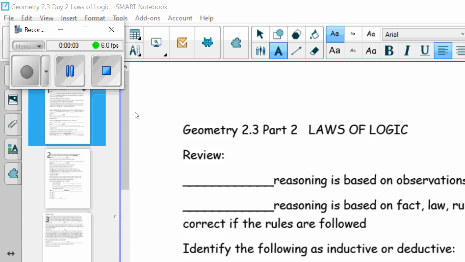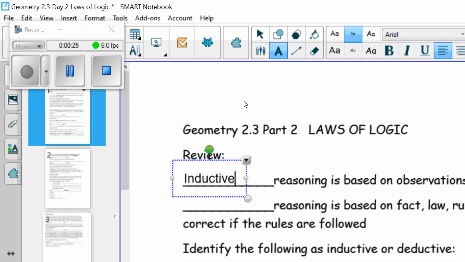Today in geometry, we're going to look at section 2.3, day 2, the laws of logic. So let's review a little bit. Yesterday we talked about the different types of reasoning. Recall what type of reasoning is based on observations or patterns and may be incorrect? This, remember, is inductive. Inductive reasoning is based on observations or patterns and may be incorrect.